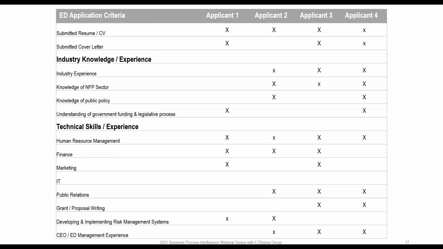So this is just our initial selection matrix. It gives you a bit of an idea. We divided it up into different categories. Obviously, this isn't everything. We ended up with a list of about 30 application criteria taken from the job description and application. And then we had all of our applicants across the top line.